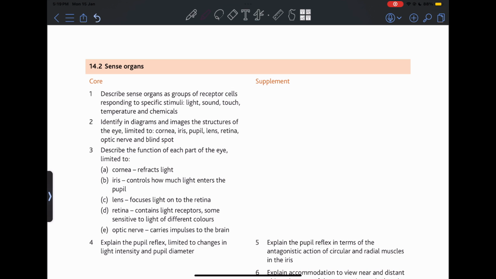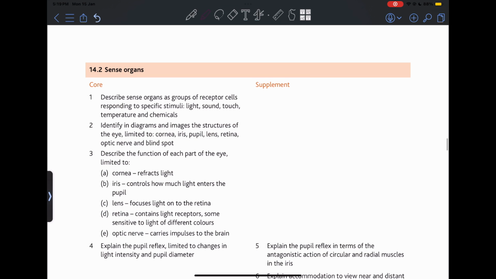Number 2 says identify in diagrams and images the structures of the eye limited to cornea, iris, pupil, lens, retina, optic nerve, and the blind spot. So these are structures and parts of the eye that you have to know, and you also have to be able to label those when you are needed to.